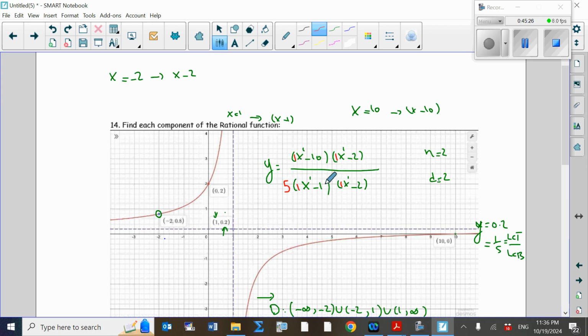So this is going to be your function. The horizontal asymptote is 1 over 5. Vertical asymptote is at 1. X-intercept is at 10. Hole is at -2.